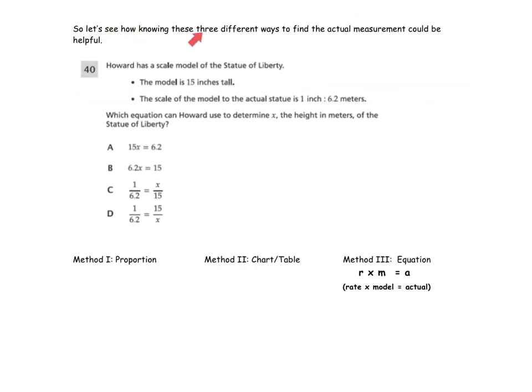So let's see how these three different ways to find an actual measurement could be helpful. And this particular problem kind of demonstrates why knowledge of these three methods might be helpful to you. Howard has a scale model of the Statue of Liberty. The model is 15 inches tall. The scale of the model to actual statue is 1 inch to 6 2/10 meters. So they gave us the scale. Which equation can Howard use to determine x, which we're calling the height in meters of the Statue of Liberty?